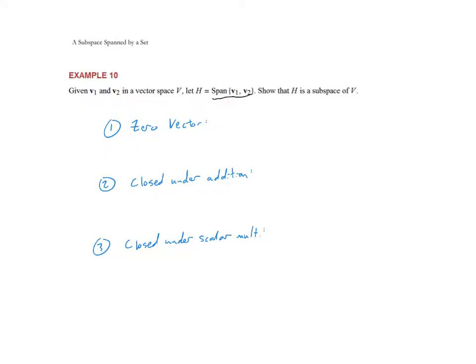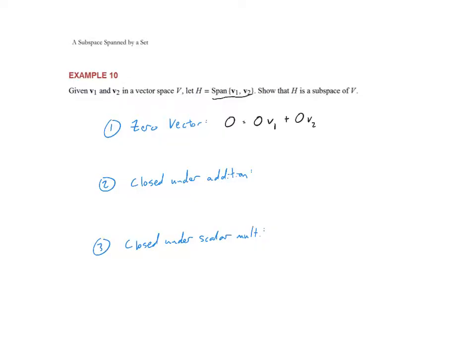So how do I show that the 0 vector is in there? Well, I can produce the 0 vector by taking a scalar of 0 times v1 and a scalar of 0 times v2. Well, there we go. That shows that the 0 vector is in H, if both of my scalars are 0. All right, the next one is a little bit more work.